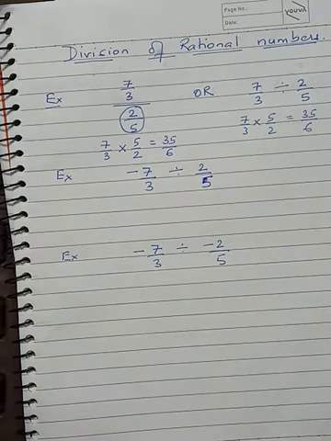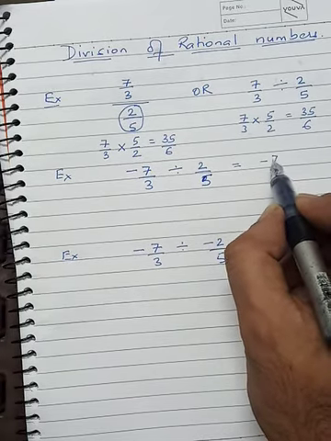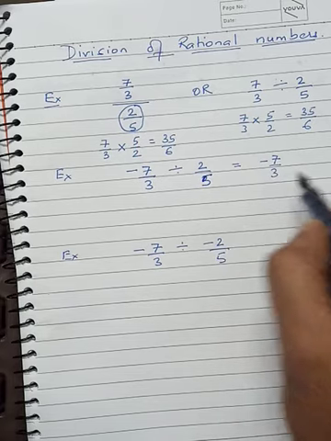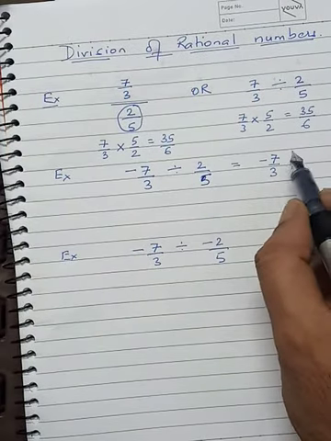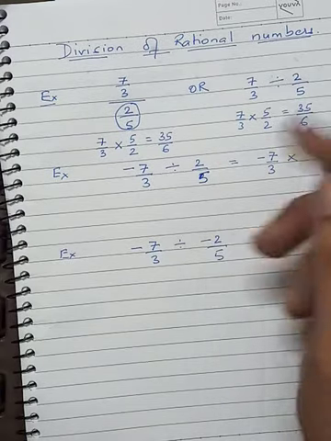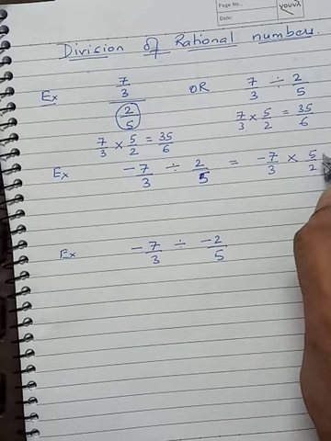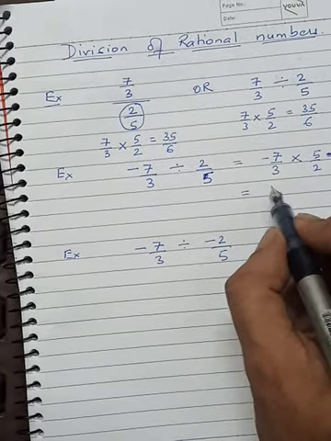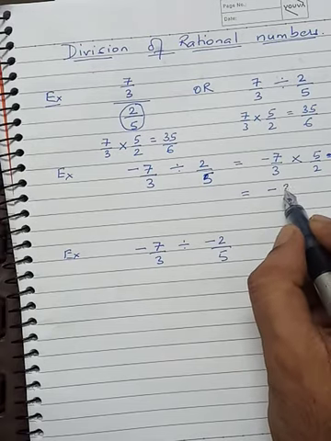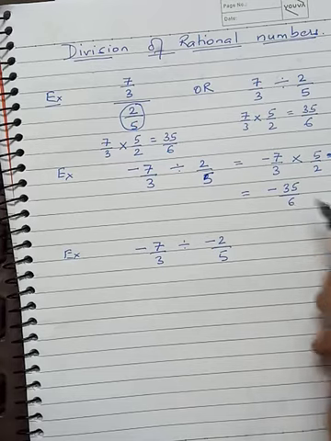Minus 7 upon 3 divided by 2 upon 5. Here I have a negative sign for the first rational number. I will not touch it. Again, division will become multiplication. 2 upon 5 will be reciprocal, so reciprocal is 5 upon 2. That is minus into plus will give me minus. 7 5s are 35. 3 2s are 6.